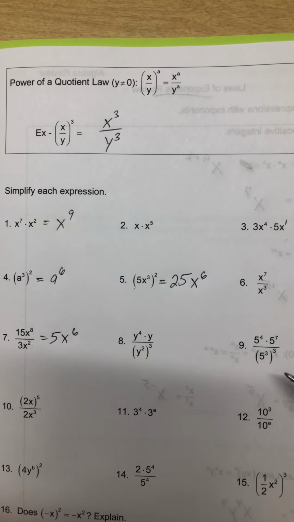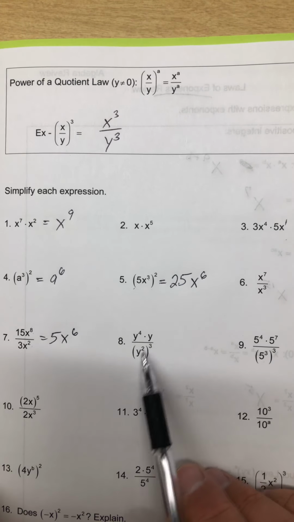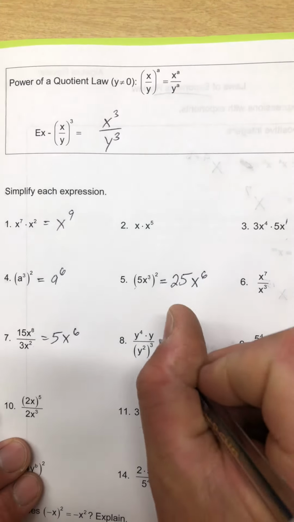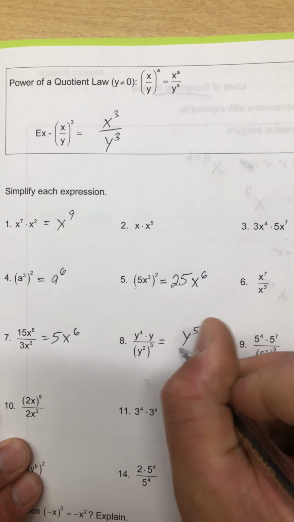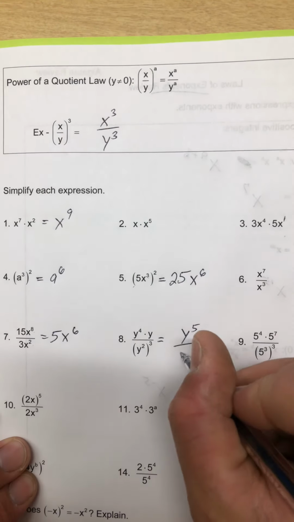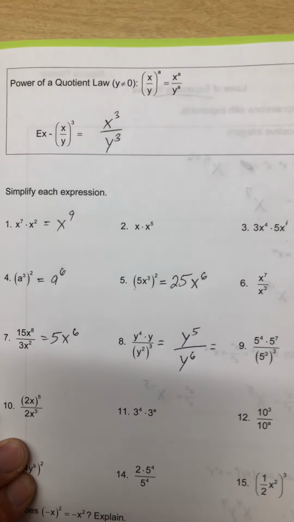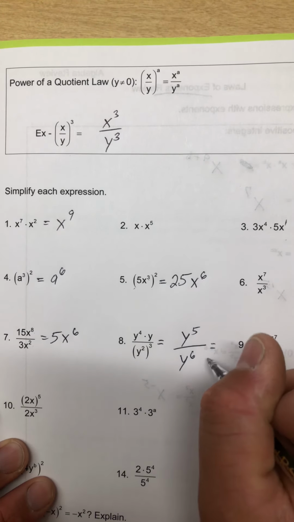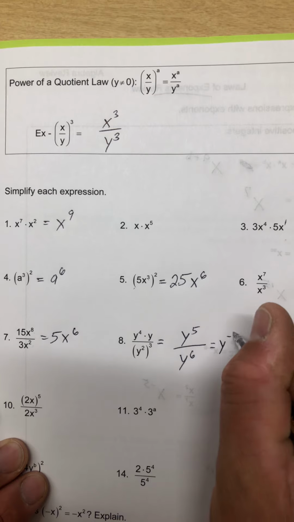All right, they get a little more to it, I guess. Number 8, simplify before you try to find the final answer. So on top, I can say that's y to the fifth. On the bottom, that is y to the sixth. Simplify that. So you could say that's 1 over y. You could also say it's y to the negative first. Same thing.